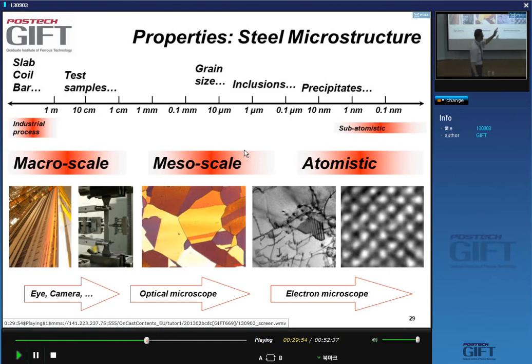So we have tools to study the mechanical properties at all these levels. But we always have to be aware of the scale at which the discussion occurs.